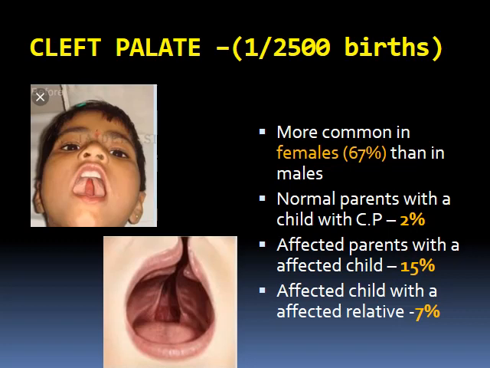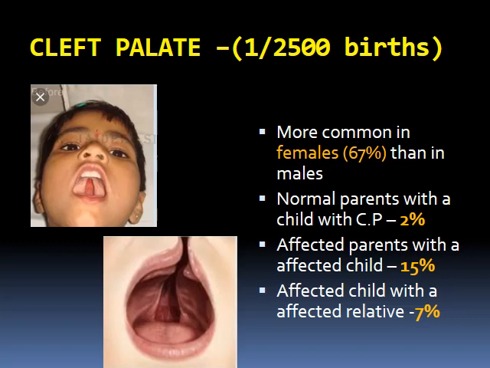As I said, cleft palate, it is less common as compared to the cleft lip. It occurs 1 per 2500 births, and it is more common in females than in males. They say in females the palatine cells, they fuse at a later time than in males. It fuses earlier in males and it fuses later in females. So that could be a reason why it is more common in females.